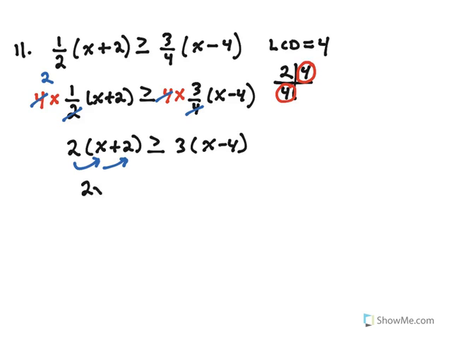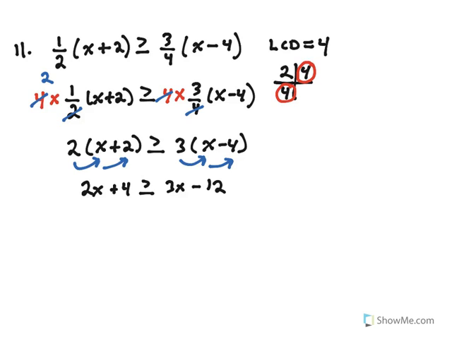So 2 times x is 2x, 2 times 2 is 4. And then we do the same over here. 3 times x, and then 3 times -4. Well, 3 times x is 3x, and 3 times 4 is 12. And now we need to get all the x's on the left and all the numericals on the right. Now you can get the x variable on the right side if you want. It doesn't really matter. I just like to get it on the left so I can read it from left to right.